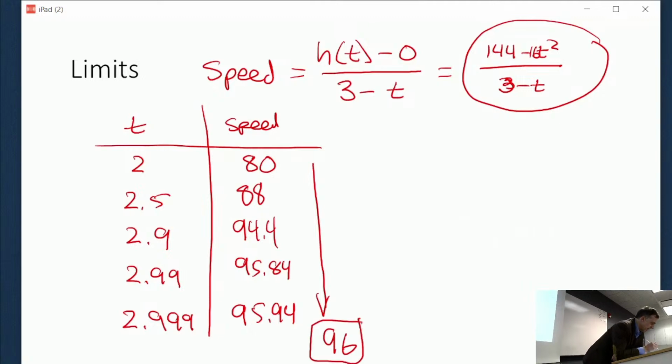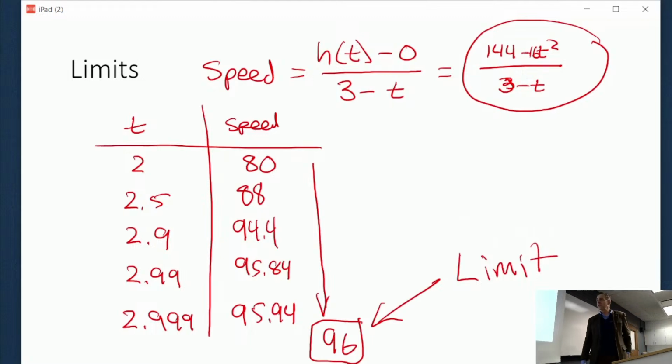So notice that at 2, the speed is 80. That's okay, it's an estimate. And then you get better and better, and you get closer and closer to the truth. And so you can sort of extrapolate and say, well, it looks to me like the truth is going to be about 96. Sometimes you can just eyeball it and say, hey, looks like it's going to be about 96. So this here is a limit. Where is the function going when you get closer and closer to the ground?